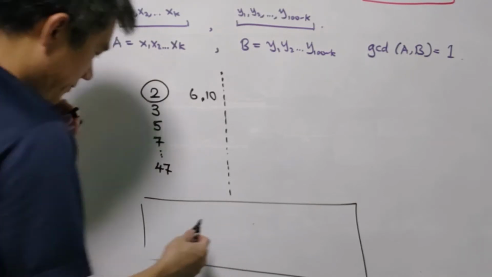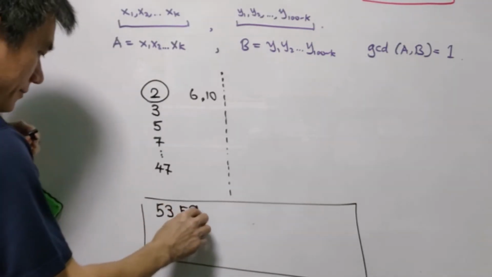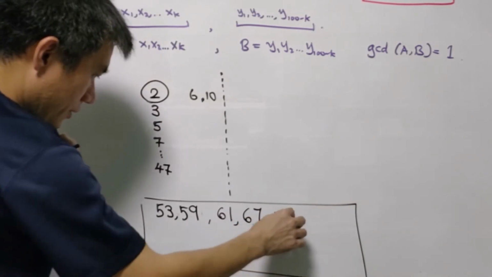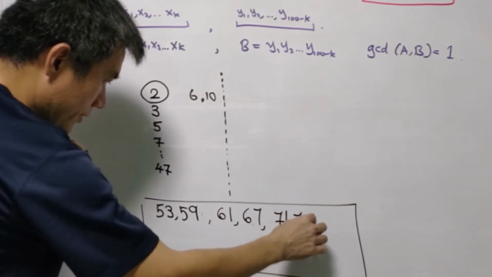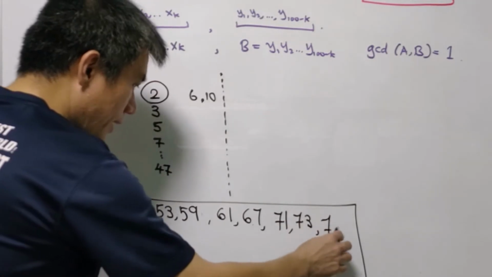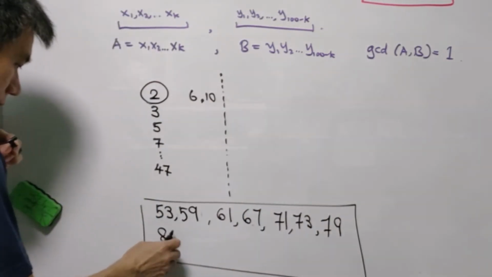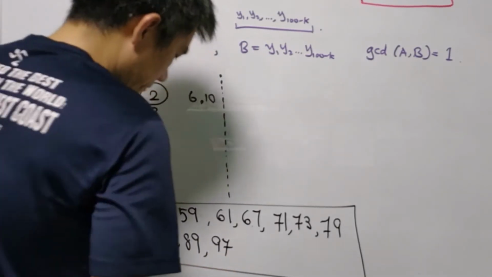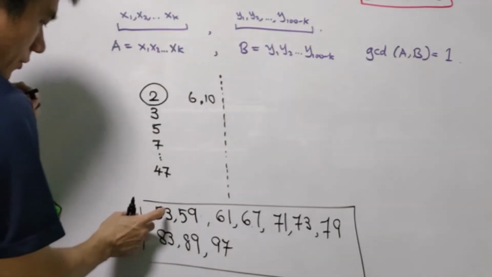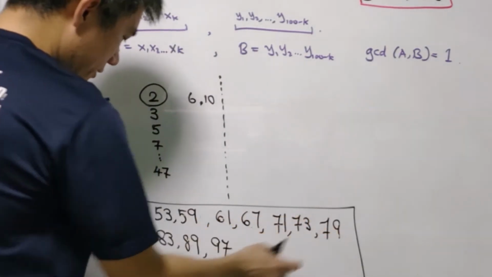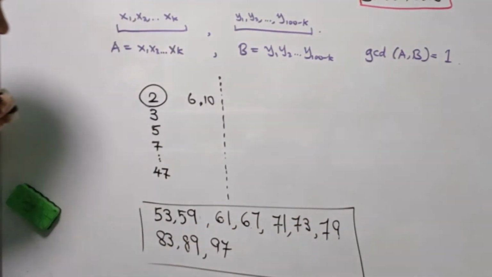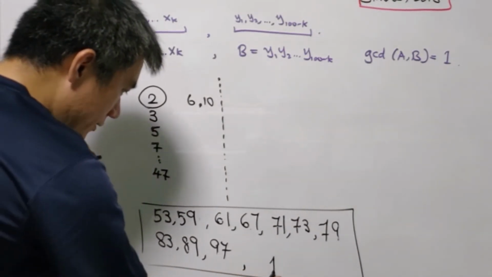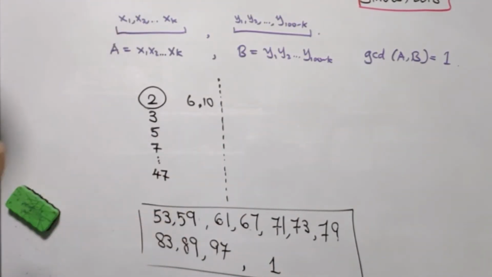And how many of them? We'll list them out here: 53, 59, 61, 67, 71, 73, 79, 83, 89, and 97. And we have altogether 1, 2, 3, 4, 5, 6, 7, 8, 9, 10. And don't forget, we can also place 1 in any of these.